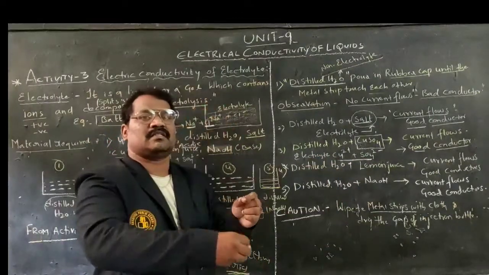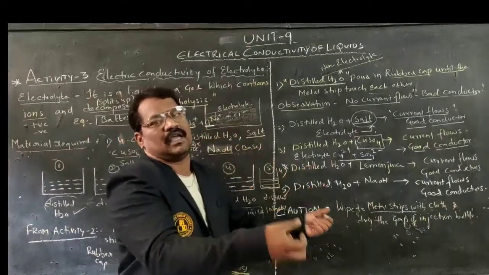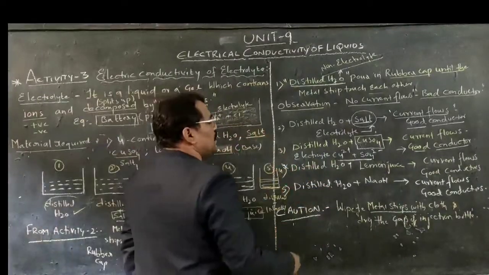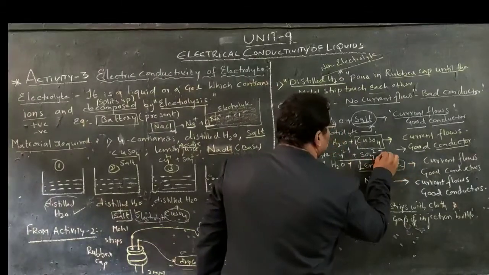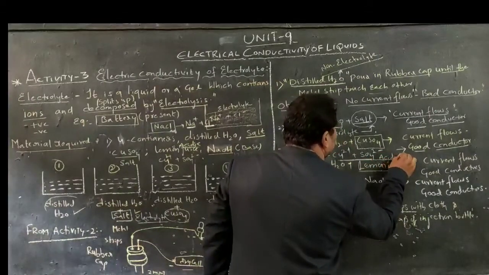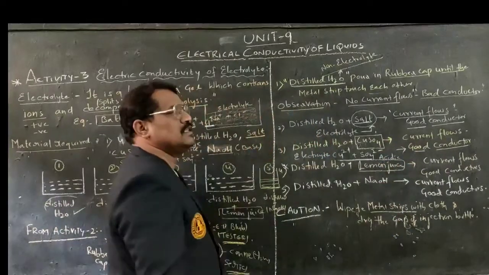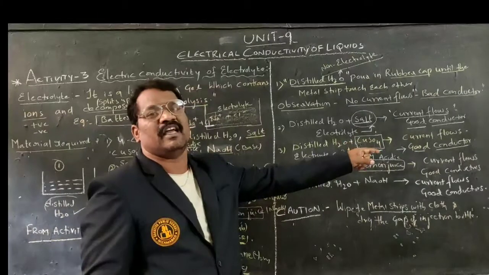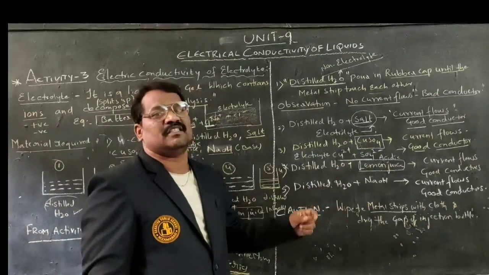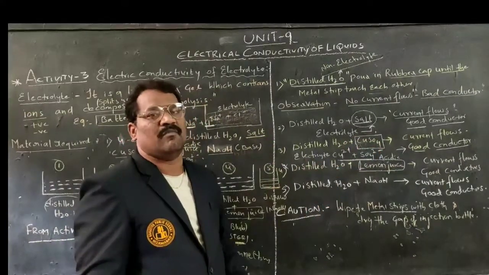With that particular metal strip with cloth, dry that particular cap and again add distilled water consisting of lemon juice. Lemon juice is of what nature? Acidic nature. Acidic nature means what? In acidic substances, H plus ions will be maximum. In basic substances, OH minus ions will be maximum.